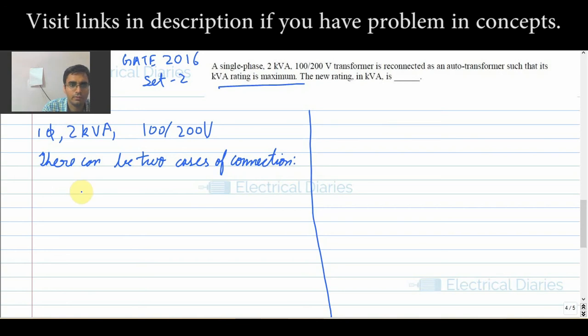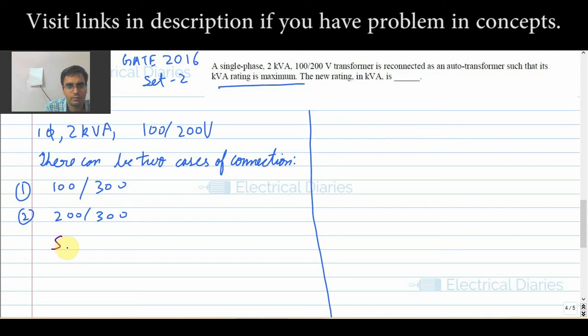So the first case will be this thing, 100 by 300, or it could be 200 by 300. Now for both the cases we have to find out the S, and we will choose the one which is maximum. Okay, so that is the logic.